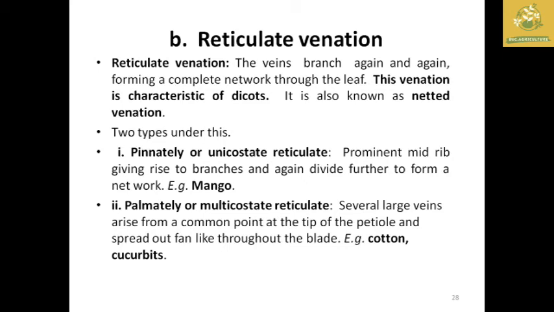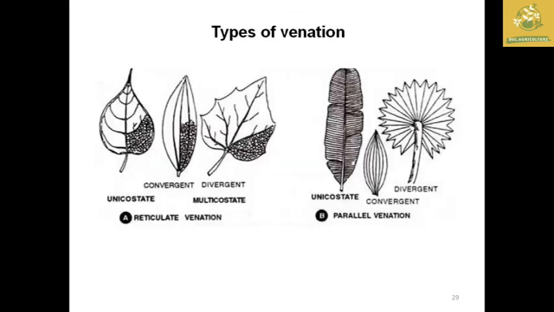And palmate or multicostate reticulate venation, where several large veins arise from a common point at the base and spread out like a blade around the leaf, is known as palmate or multicostate reticulate venation. For example cotton and cucurbits. So these are the types of venation that I have explained.